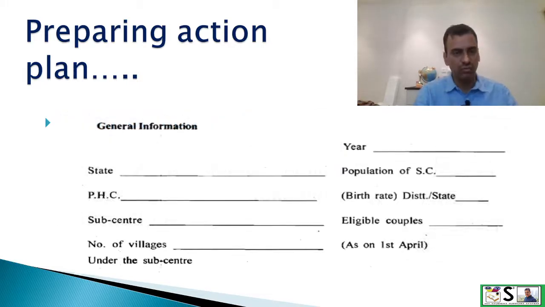So here in form 1, first of all we collect the general information. We write the general information, for example year. Normally we make the action plan for the whole year. Then we write the name of the state, then population covered by our subcenter, then the PHC to which we are attached, birth rate of the district if it is available, otherwise the state, then name of the subcenter, number of eligible couples, number of villages under your subcenter. So this is the general information we write here.